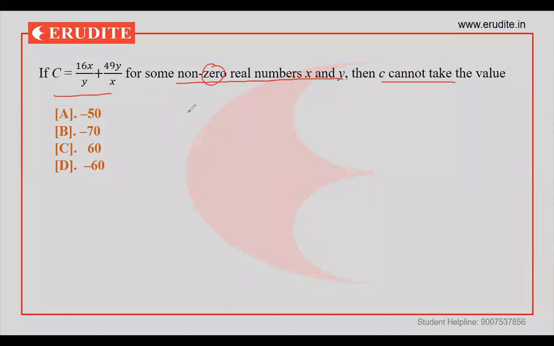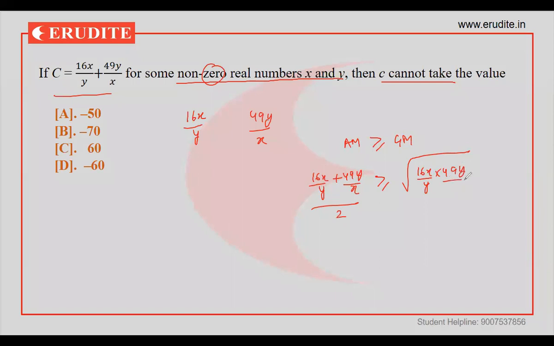So guys, if I say that there are two values, this is 1, another is this is 1. Both are real numbers. So guys, we know that arithmetic mean will be greater than or equal to geometric mean. So the arithmetic mean of these two, 16x by y plus 49y by x, divided by 2 should be greater than or equal to under root 16x by y into 49y by x. This and this cancel, this and this cancel. So 16x by y plus 49y by x is greater than or equal to 2 times under root 16 into 49.